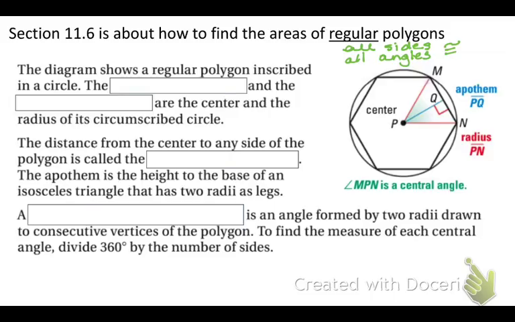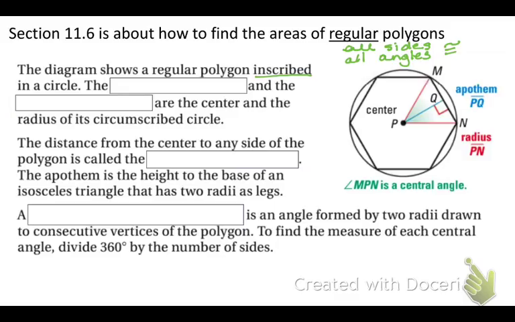So the diagram shows a regular polygon inscribed in a circle. Inscribed means something is drawn inside a circle. So notice that this is a 6-sided figure, hexagon, and it is totally within the circle. There's nothing outside of it. And also all the vertices of the hexagon are touching the side of the circle.